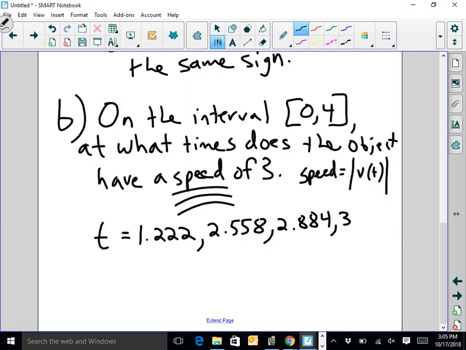So those are the 4 times where we have a speed of 3. Again, these two came from a velocity of -3. These two came from a velocity of +3. The test is, when they do this speed question, they're always going to have some negative answers show up because people always forget that speed is the absolute value of velocity.